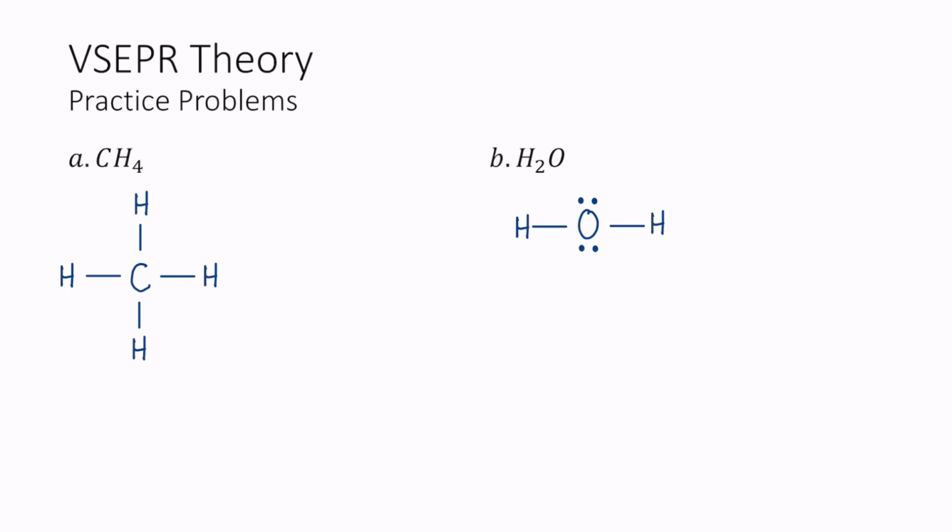So let's look at all of these different problems and figure out the molecular geometry. Actually, I did that in the wrong order: the electron pair geometry, the molecular geometry, and then the bond angle.